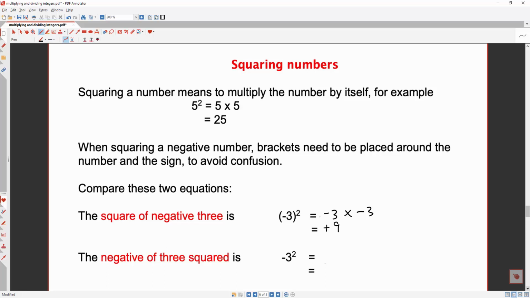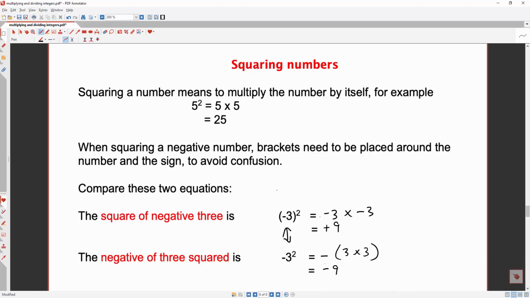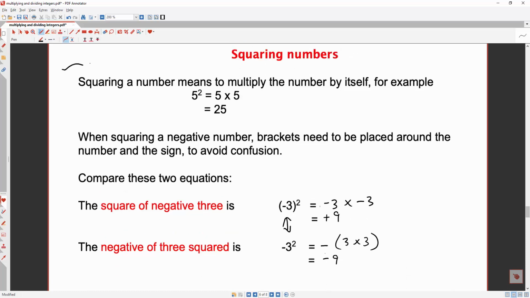Now this one here is the negative of 3 squared. So this and this are different. Now what this means is there's a negative sign out the front of the result of 3 being squared. So what we need to do here is do 3 times 3, which is 9. And then stick a negative sign out the front. And we've got that. So this one is for your notes, squaring numbers.